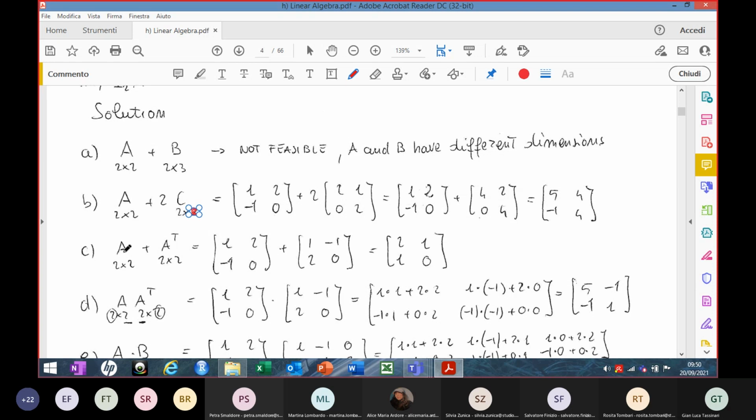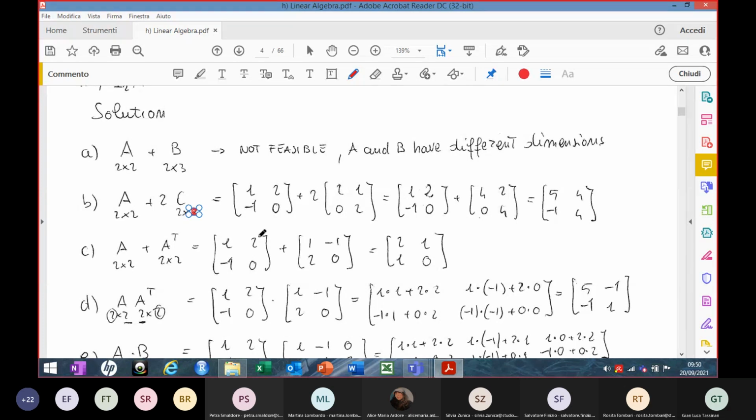Now I ask it to compute A plus A transpose. Is A plus A transpose feasible? Well, it depends. A is a 2 times 2. A transpose is obtained by exchanging the rows of A with its columns. So the columns of A are now the rows of A transpose, and the rows of A are the columns of A transpose. So simply exchange this number with this one, and what you get? Again, a 2 times 2 matrix. So in this case, this operation is feasible because these two matrices have the same dimension.